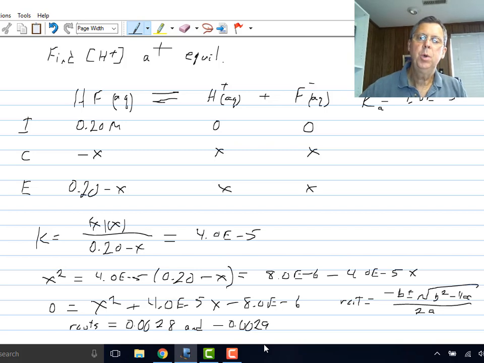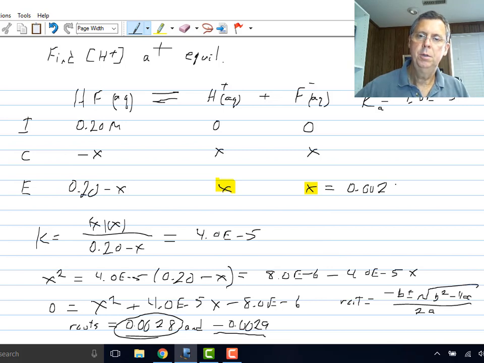And now we have to decide which one of these is actually going to be a valid root. Well, the problem with this root is that it's a negative value. If we plug this in, it will give us a negative concentration for our products, which cannot happen. We cannot have a negative concentration. So this must be our actual root, which means that we'll write it up here. I'm running out of space down there. X is 0.0028 molar.